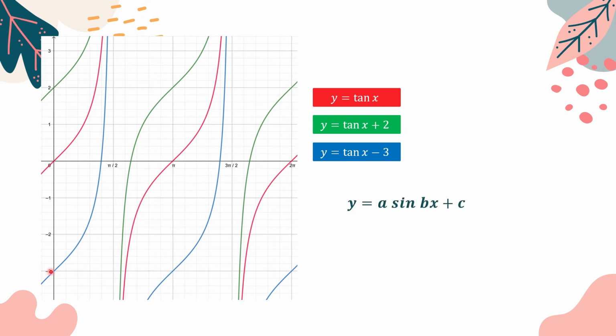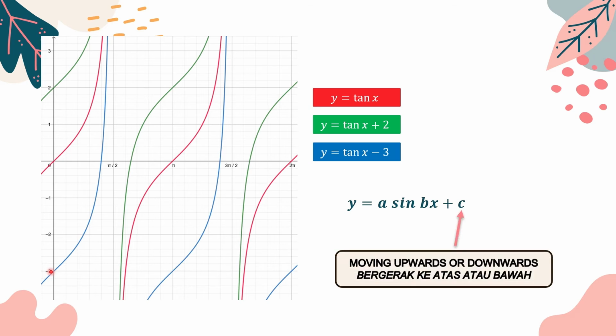So we can say that for y is equal to a sin bx plus c, the value of c will make the graph move upwards or downwards parallel to the x-axis. Kita gerak atas ataupun ke bawah selari dengan paksi x. Macam translasi macam tu kan. Daripada merah ni kita gerak naik atas 2 because we have plus 2. So minus 3, that means we move the original tan x downwards 3 steps. So this will be your graph.